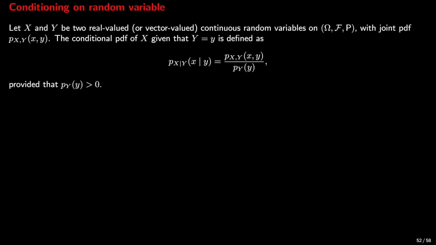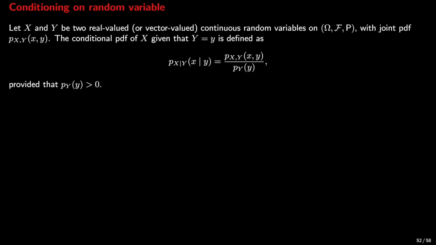We can now also condition a continuous random variable on another random variable. Let X and Y be two real valued, or even vector valued, continuous random variables defined on a probability space (Ω, F, P), and we have the joint density function of X and Y. This is denoted as p subscript X,Y, and this is a function of two variables, x and y. The conditional density of X, given the fact that the random variable Y is equal to a value y lowercase, is defined as the joint density function divided by the marginal density of Y, provided of course that the density of Y is not equal to 0.